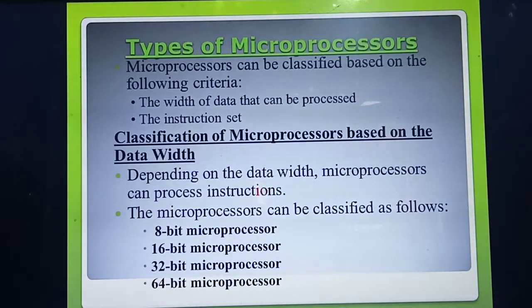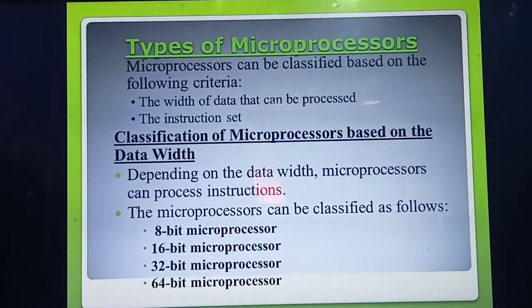Next we are going to study each of these two things in detail. What's the first thing? Classification of microprocessor based on data width. What do you mean by data width? Already you have studied the instruction set, isn't it? How many instructions per second, or how many instructions at a time, can the microprocessor process? That we can call data width. All the instructions or commands you give, how many can that microprocessor process at a time? That we can call data width.